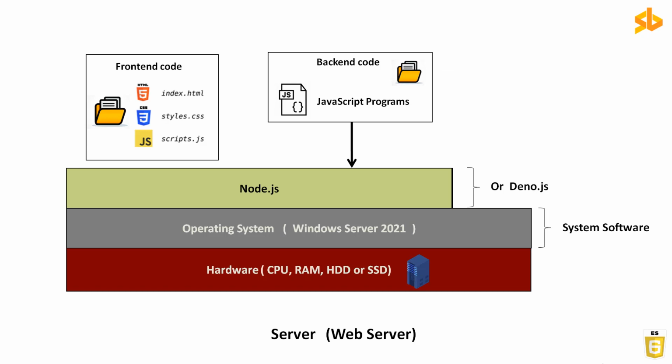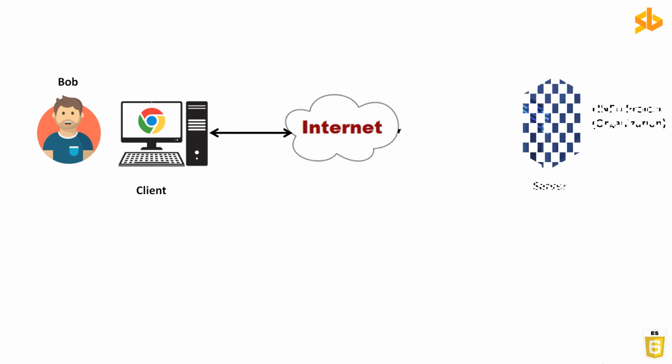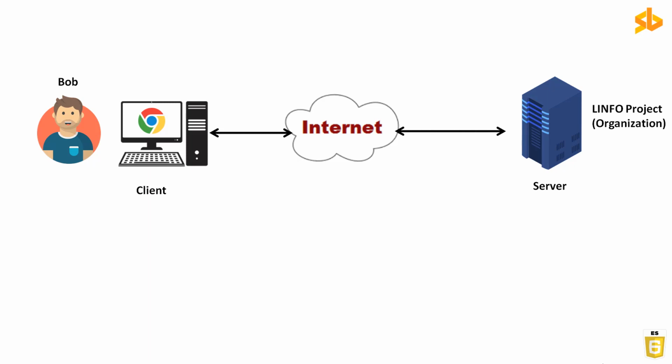Now that we have a clear idea on a client computer and the server computer, let's see how this client-server communication happens over the internet. So, on one side, there is Bob's computer somewhere in London connected to the internet, and on the other side, there is this linfo.org web server, say in Pennsylvania, also connected to the internet.